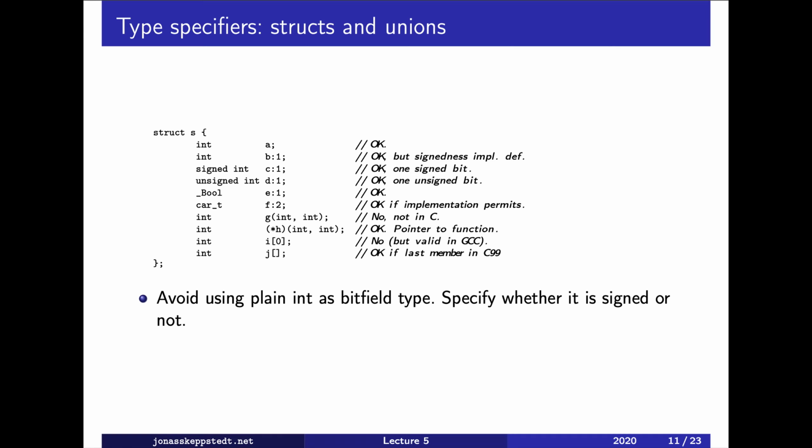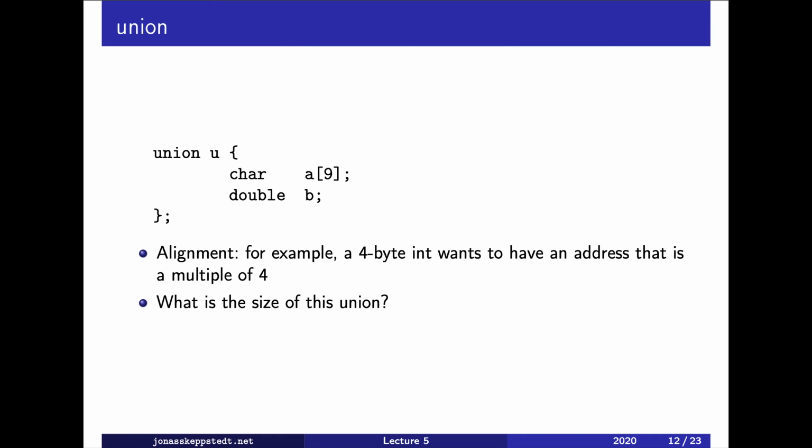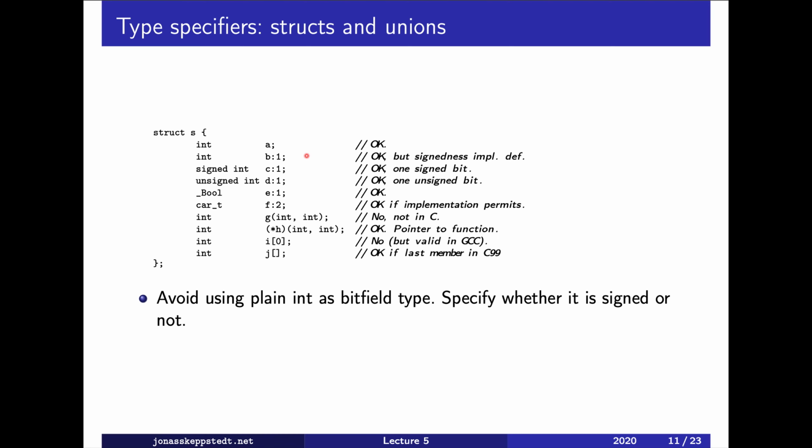Okay, let's look at an example at once. Say we have this union, then we can either use the array or the double B. If we use the array, store something into the array, then we are not allowed to read B, and vice versa, of course. Okay, so let's go back and continue here.